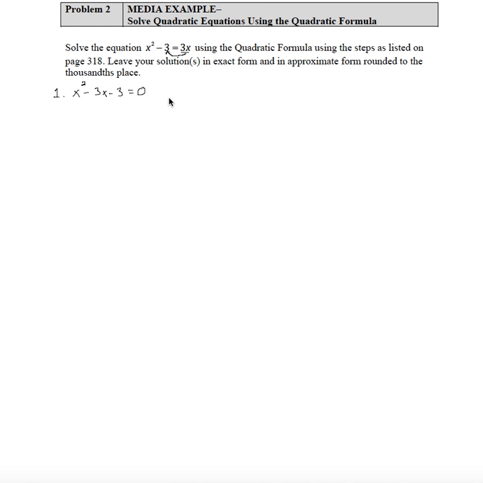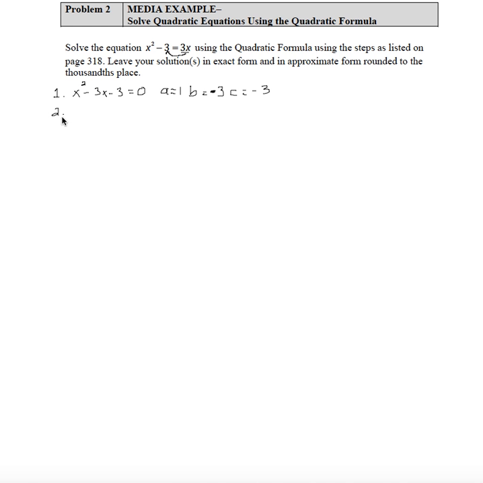This step also includes identifying the coefficients a, b, and c. So in this case, a equals 1, b equals -3, and c equals -3.